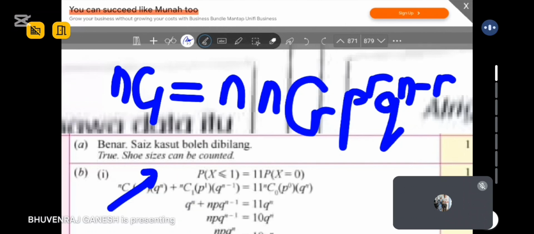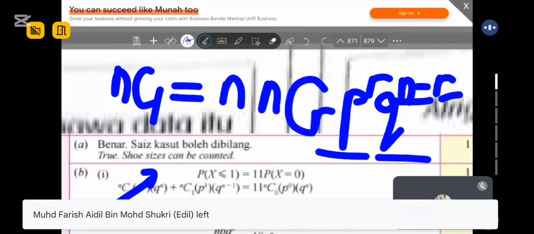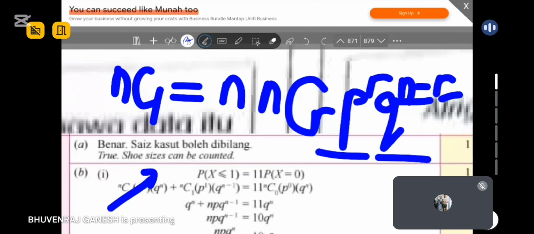Variable stands for what? Which variable? Oh, variable is like P and Q, N, R. Basically, it's alphabet. Variable is an alphabet. Okay.